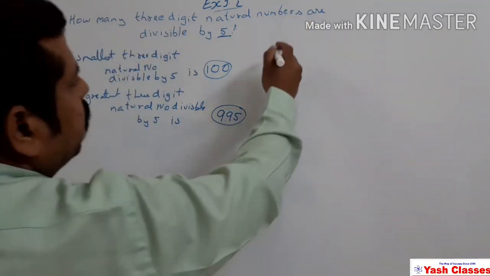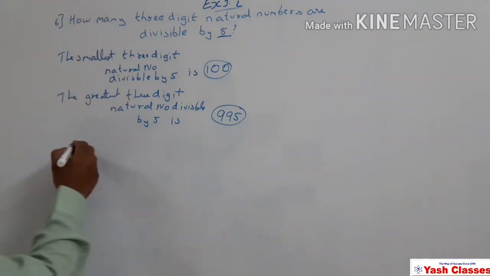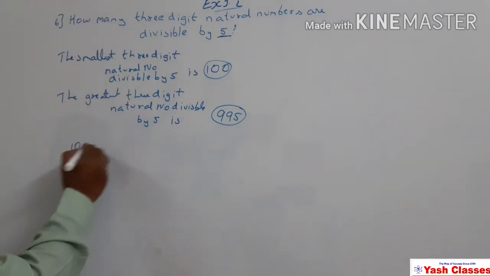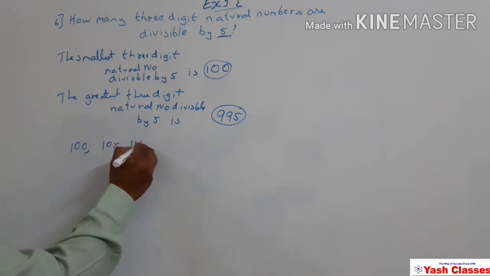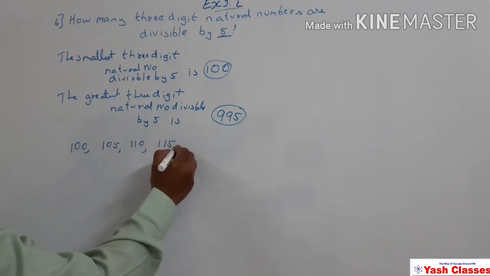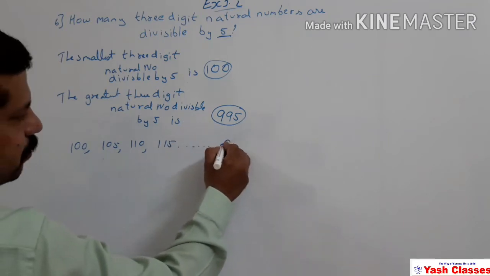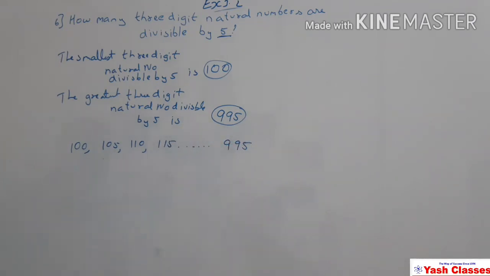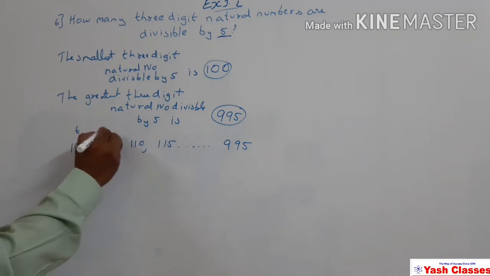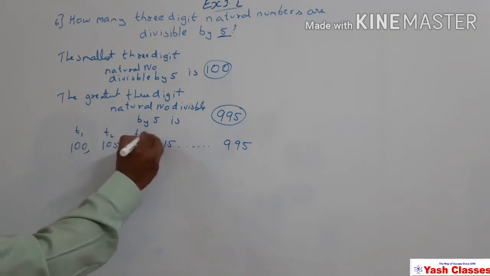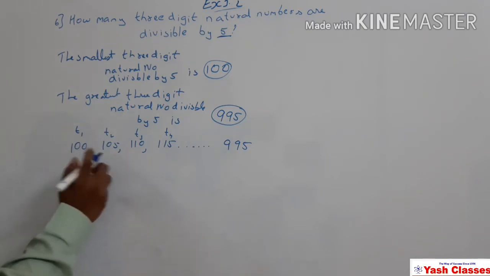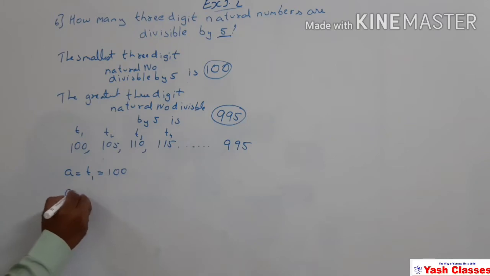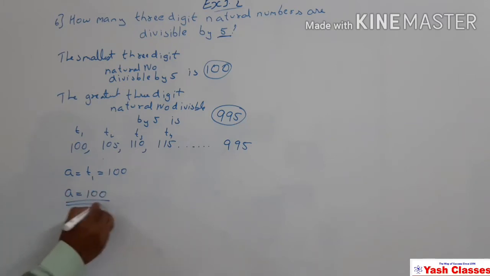Now, which each number is going? We have tried that only. 100, 105, 110, 115, dot, dot, dot, and the last number will be 995. Now, this is T1, T2, T3, T4. A is equal to T1 is equal to 100. A is equal to 100 here.